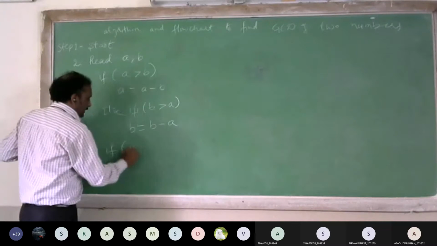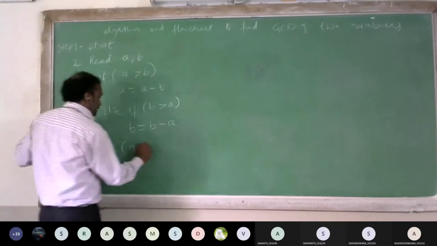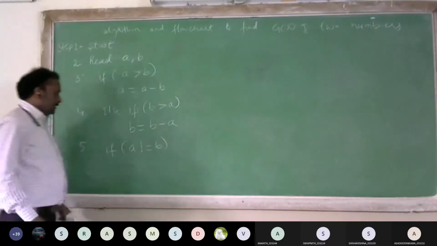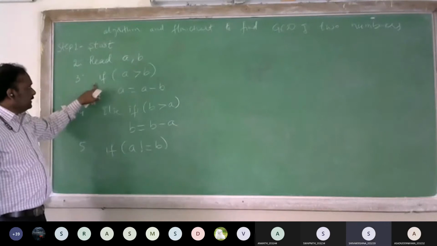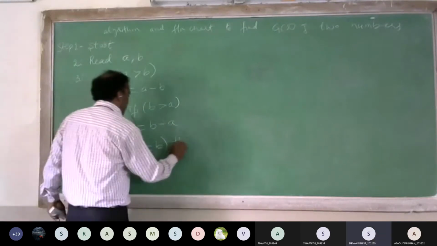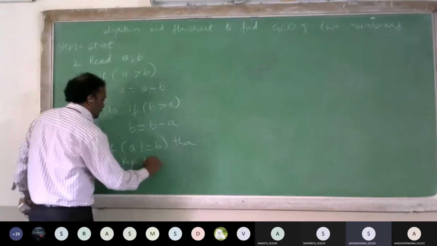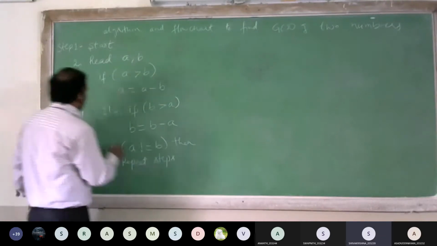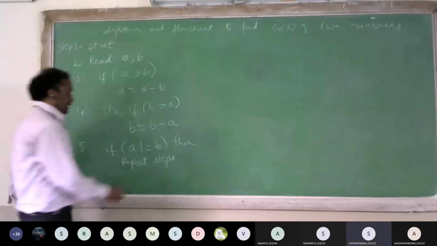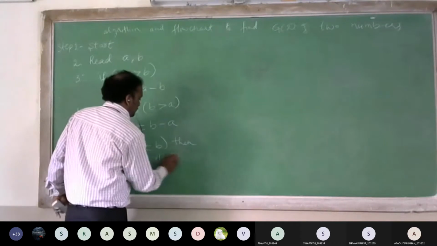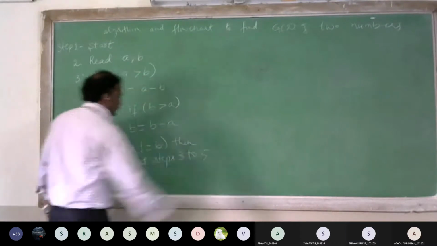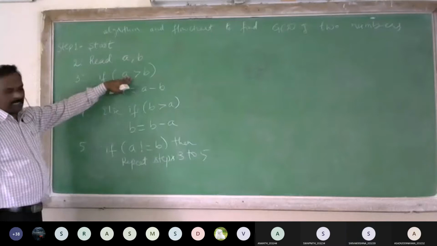If A is not equal to B, then repeat steps 3 to 5. When A is not equal to B, then again check.